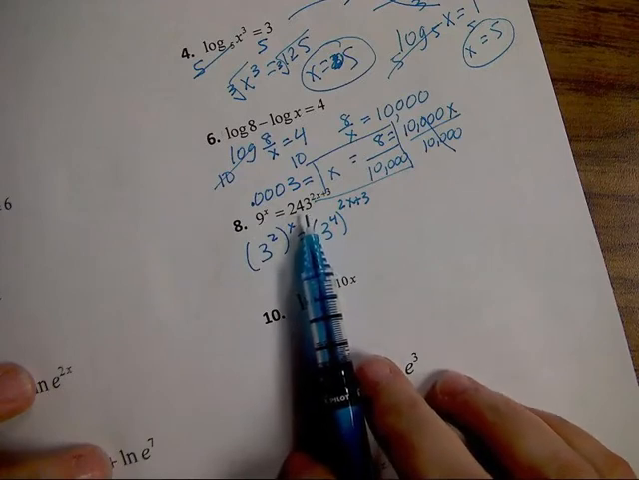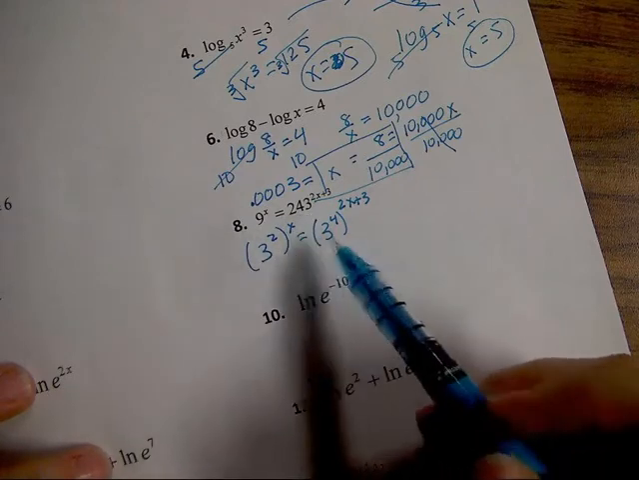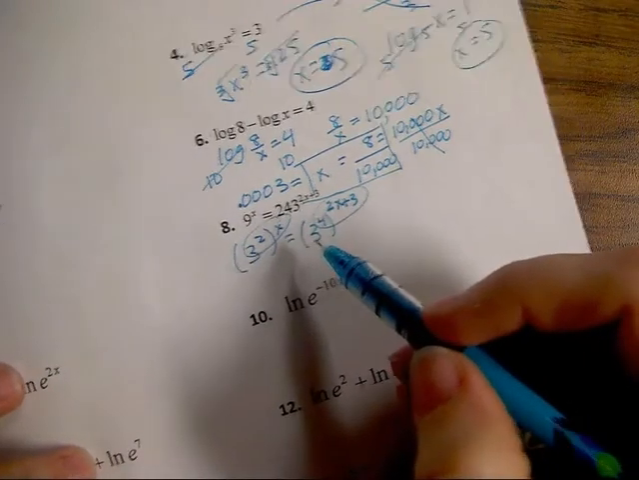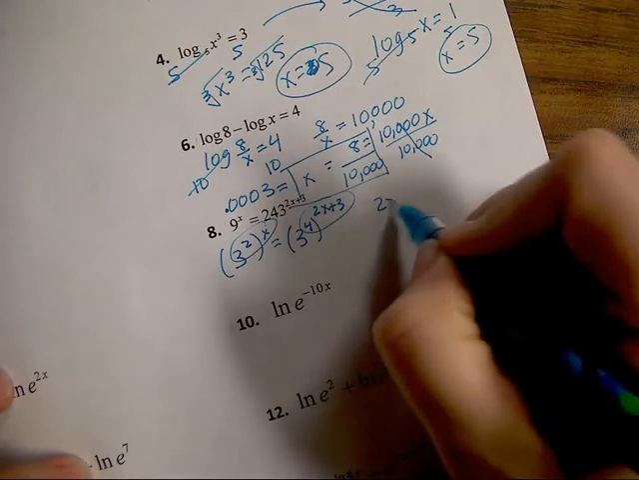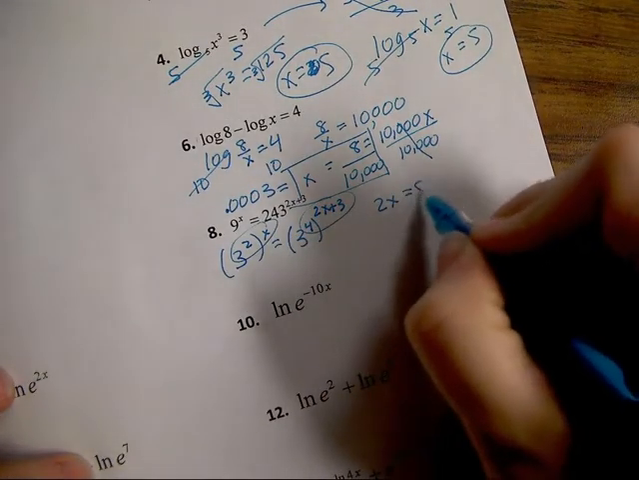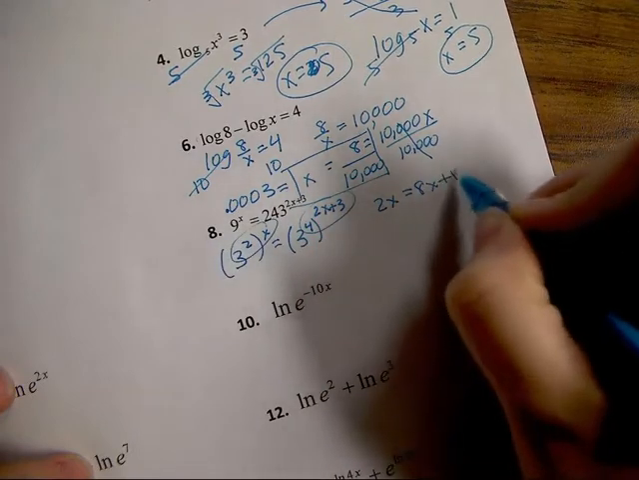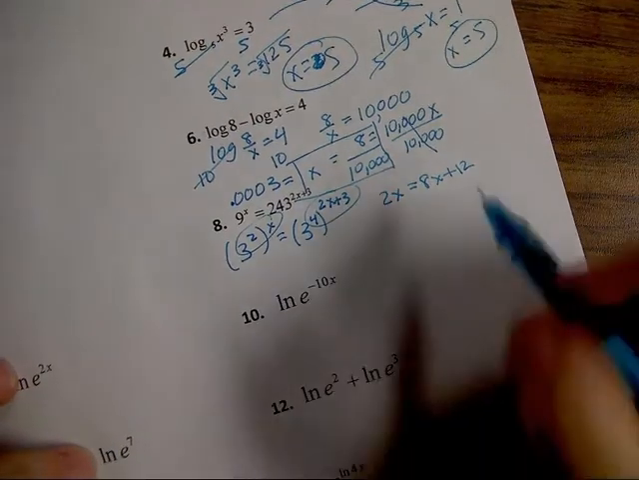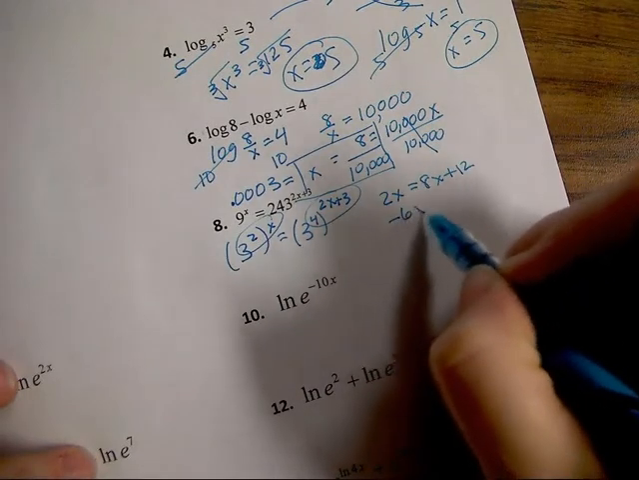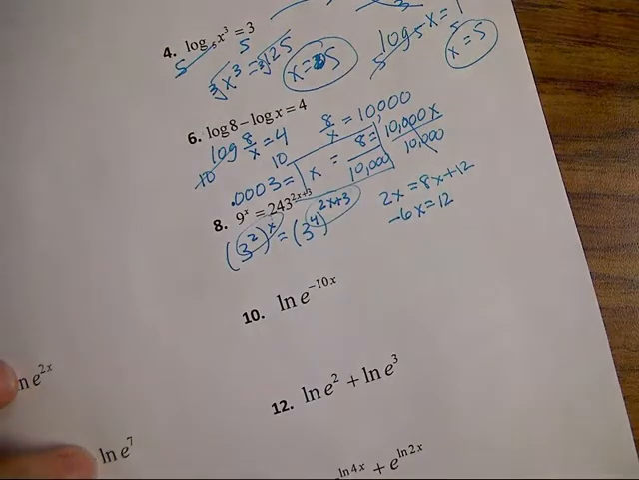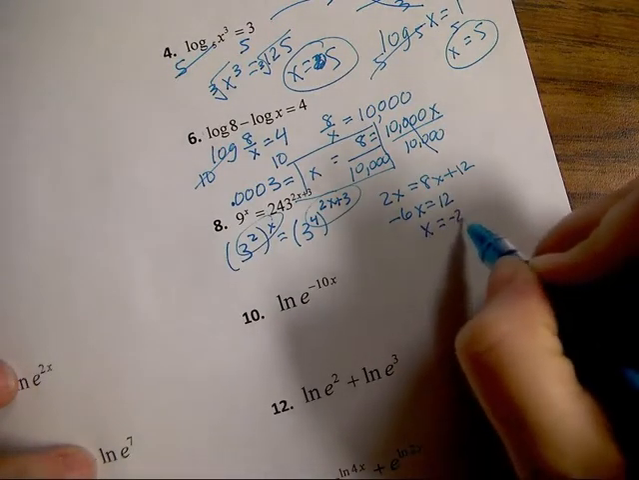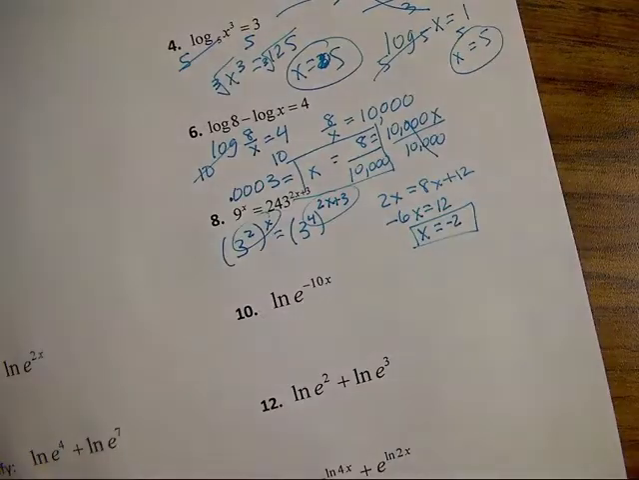Okay. Once I get them to be the same, I'm going to multiply the exponents together and make them equal to each other. So 2 times x is 2x. And then 4 times 2x equals 8x, and 4 times 3 is 12. Okay, now I'm going to subtract 8x to give myself negative 6x equals 12. And then we're going to divide by negative 6 to give me x equals negative 2 as my answer.